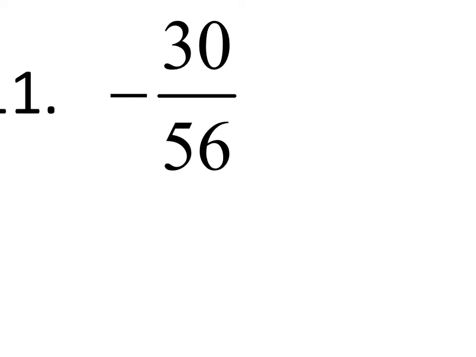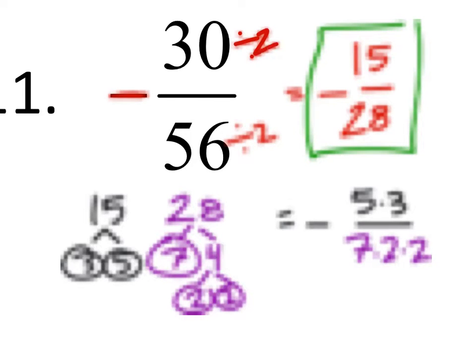Okay, this one, just off the top of my mind, I'm looking at this. They're both divisible by 2. I mean, that's a quick one because they're both even. So let's do that first. 30 divided by 2 and 56 divided by 2. This will give us a negative fraction just from the negative in front. 30 divided by 2 is 15, over 56 divided by 2, 28.